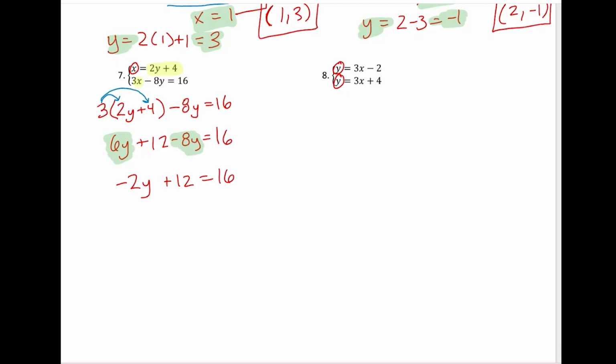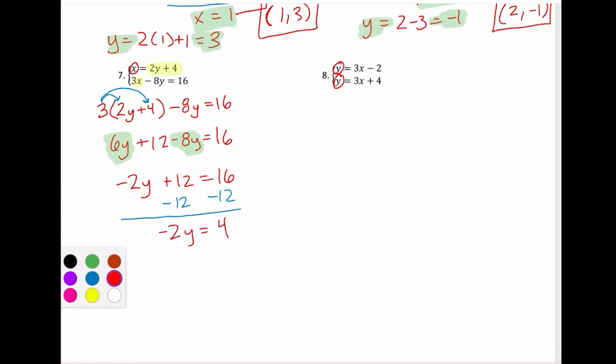Now we use those properties of equality. Subtract 12 from both sides. And that gives me negative 2y equals 4. So it looks like we are going to get a negative number here for y. Dividing both sides by negative 2 will give me y equals negative 2. All right, so y is -2, but we still need x.